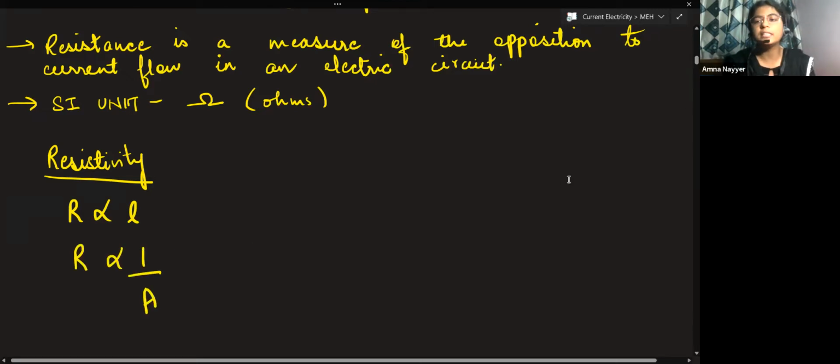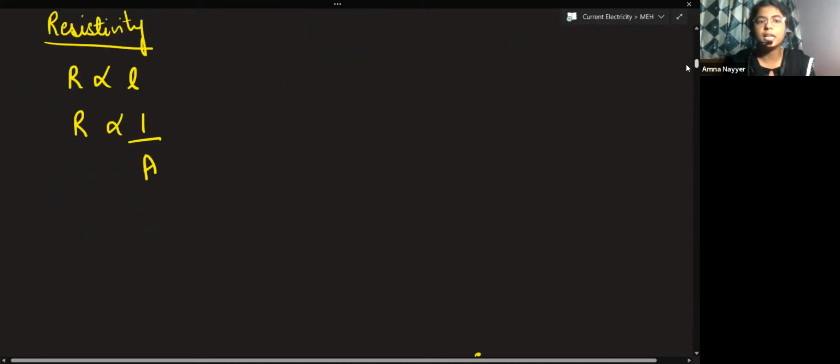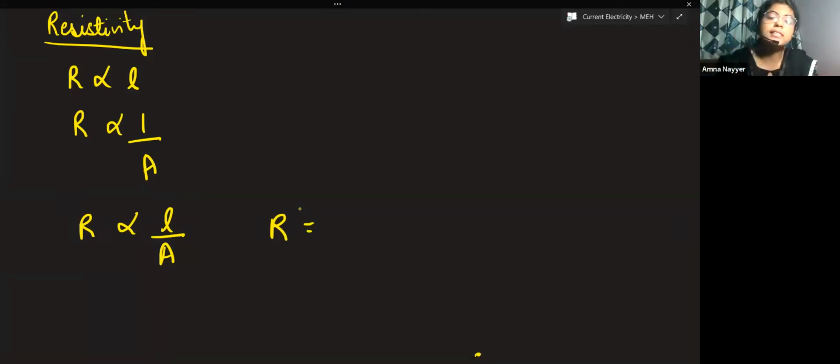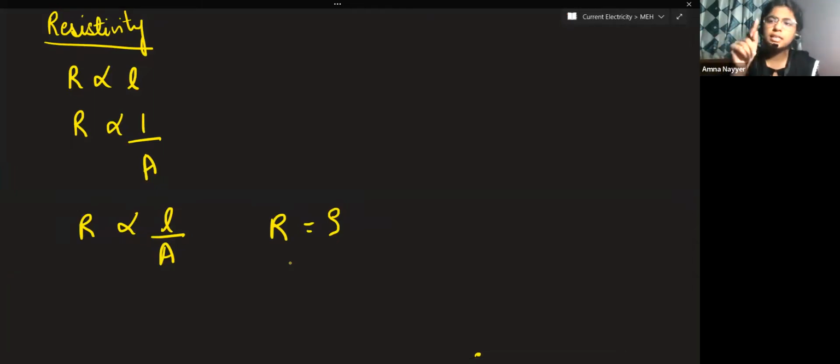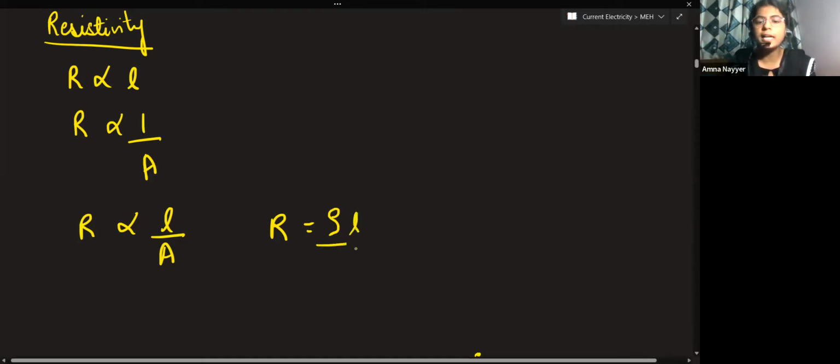So if I combine these factors in the proportionality, this becomes what? Resistance is directly proportional to length by area. Again, you will be having a constant. So that constant here is known as resistivity. We'll define resistivity also, but understand this right now. Resistivity is the constant, and this is represented by the symbol rho. Rho, I think you must have used in your 11th class also. This symbol for surface charge density is sigma, and this symbol is rho. So R is equal to rho L divided by A.